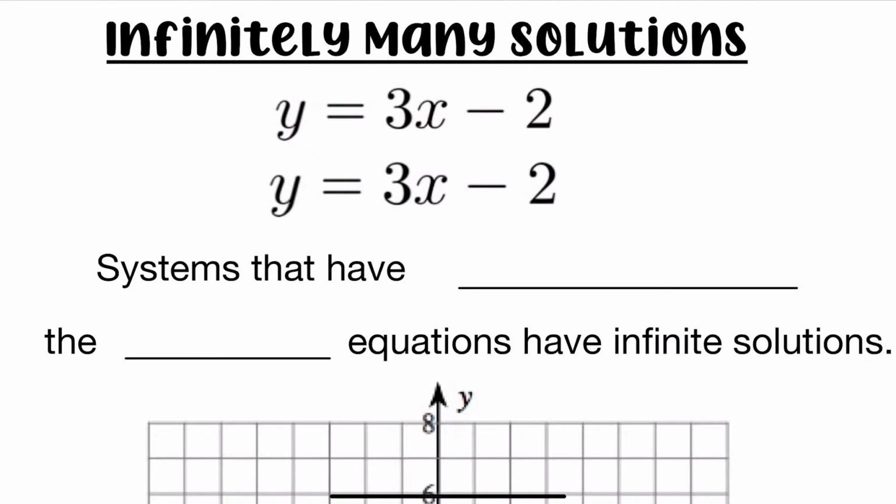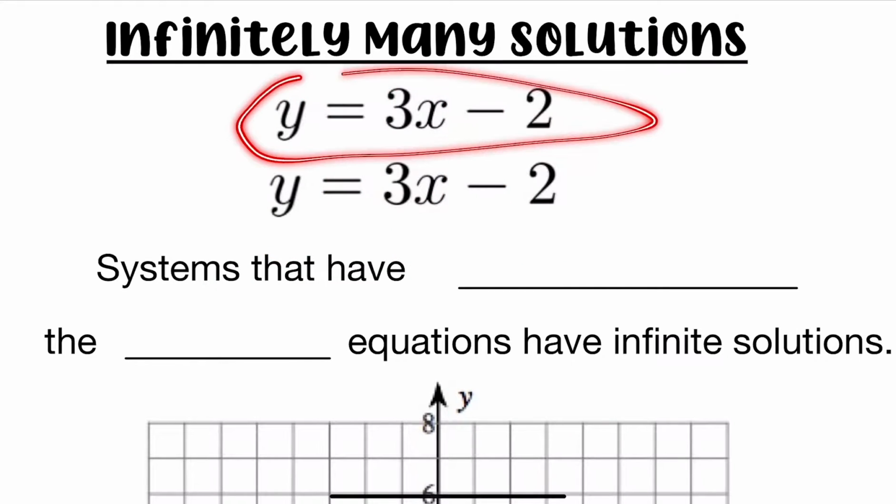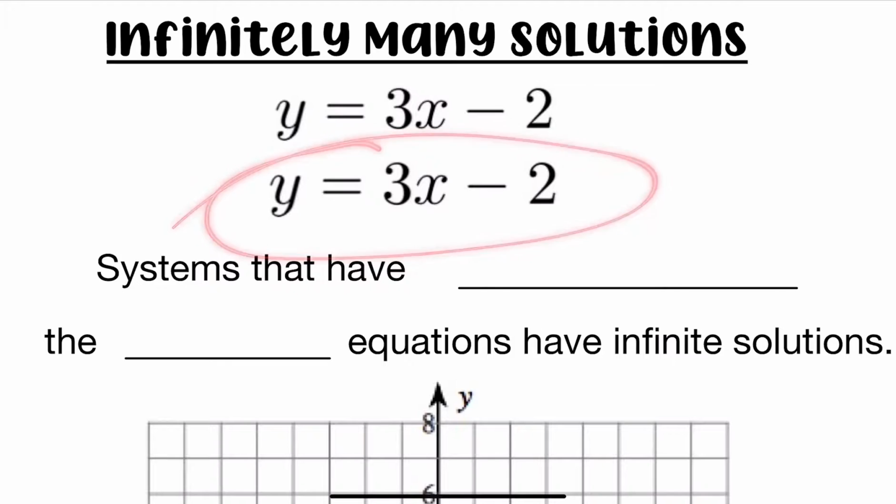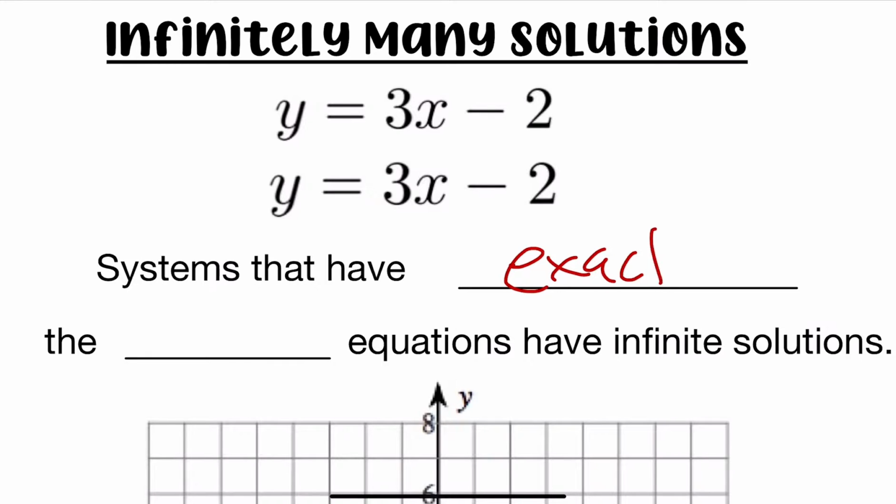We have an infinite amount of solutions that could work for us instead of just one. So looking at this system here, I am noticing that these are exactly the same. We have y equals 3x minus 2 and y equals 3x minus 2. These are the exact same equation. So systems that have exactly the same equations have infinite solutions. But what does that mean?